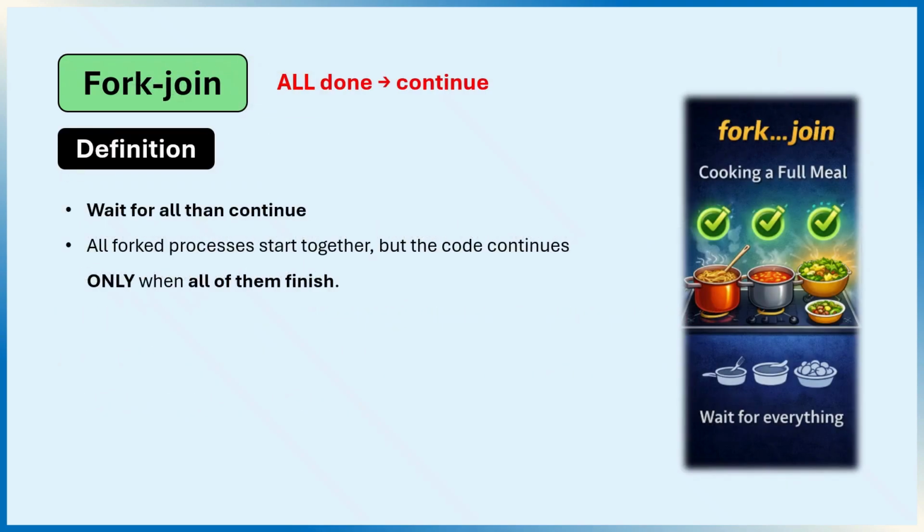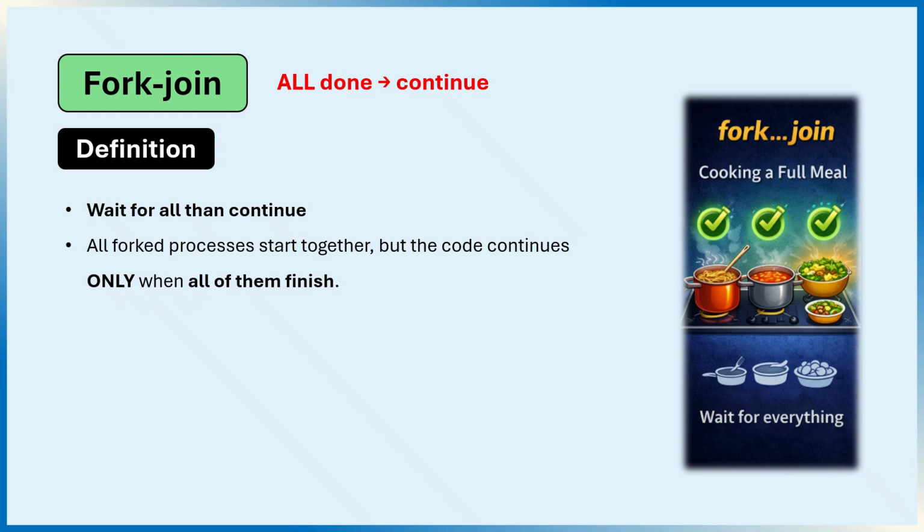Fork join means wait for all, then continue. All forked processes start together, but the code continues only when all of them finish. You can think of it like cooking a meal. You might cook pasta, sauce, and vegetables in parallel, but you don't serve the meal until everything is ready.